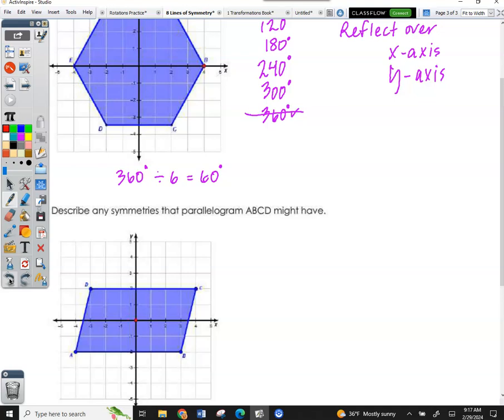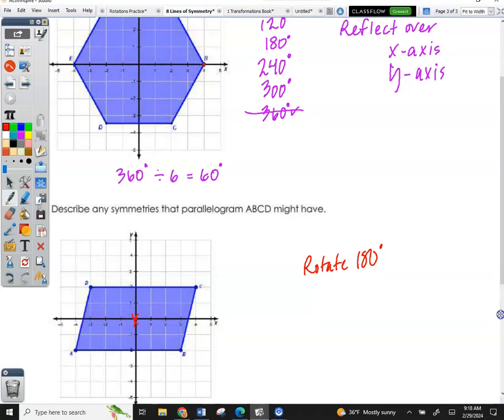Take your paper, look at that parallelogram, and turn it upside down. Is it the same shadow imprint? Yes. So a rotation of 180 degrees. I didn't mean to leave this in red, but we'll go with it. You could rotate 180 around the origin, and it would land back in its original position.